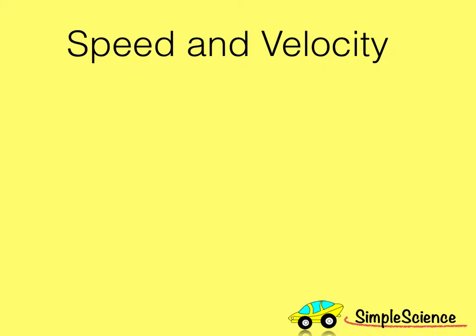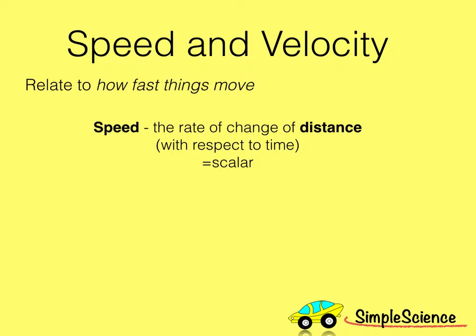Speed and velocity. What are speed and velocity? Well, they obviously relate to how fast things move. Speed is known as the rate of change of distance. That means how fast you cover distance with respect to time. So it's dd over dt. And it's a scalar quantity.